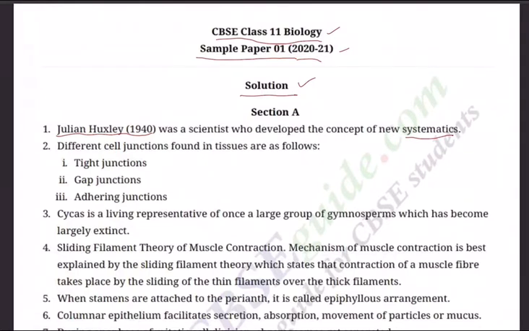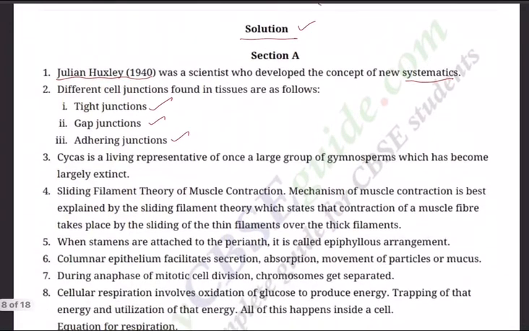Question 2. Name the different cell junctions found in tissues. Different cell junctions found in tissues are tight junctions, gap junctions, adhering junctions. Question 3. Why is cycas called a living fossil? Cycas is a living representative of once a large group of gymnosperms which has become largely extinct. That's why it is a living fossil.